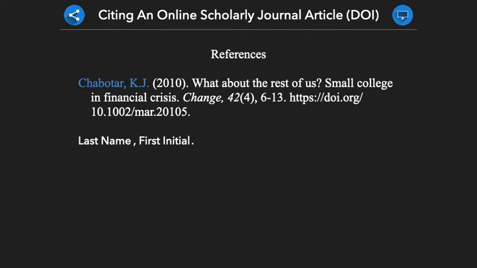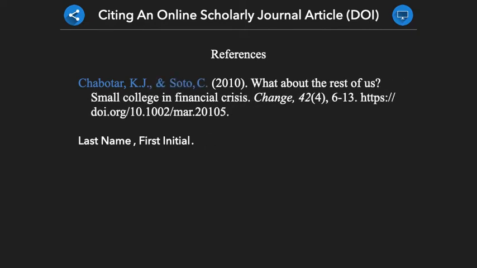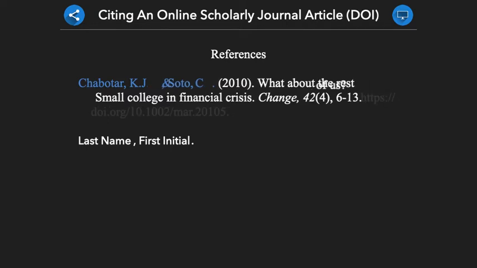If the article you are citing has two authors, its citation will look like this. After the initial author, we will include a comma, an ampersand, and then the second author's name. Please note that this name is also given as last name, first initial. If the text has three or more authors, we will repeat this pattern.